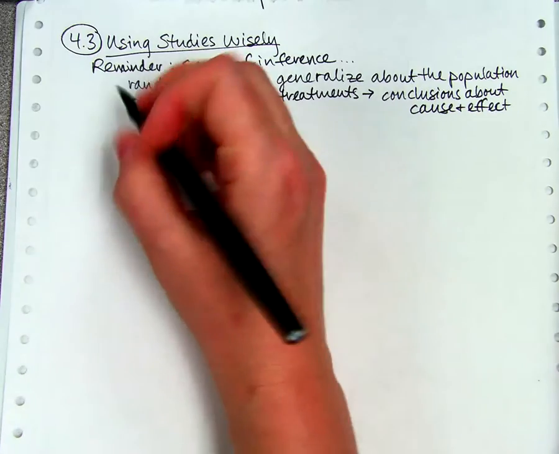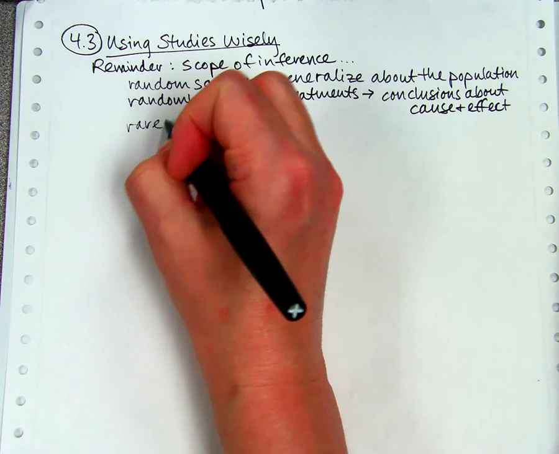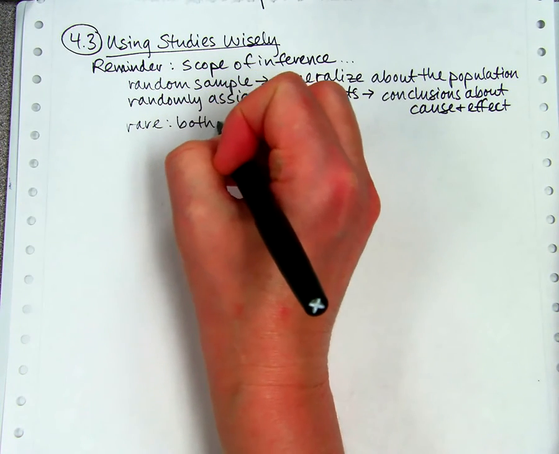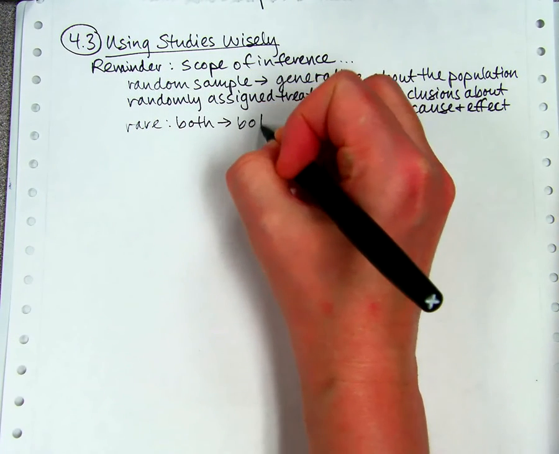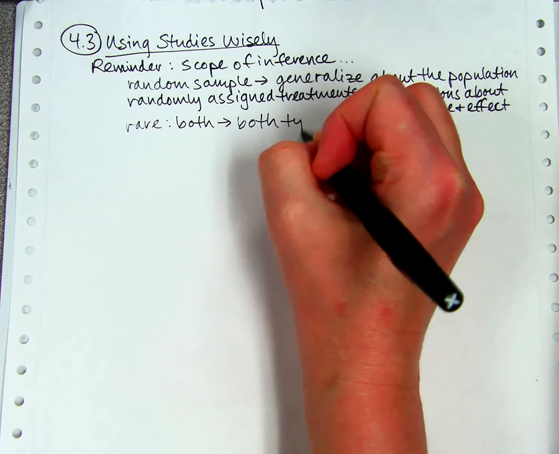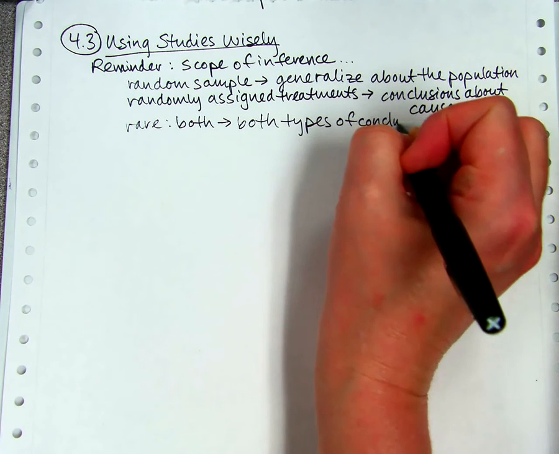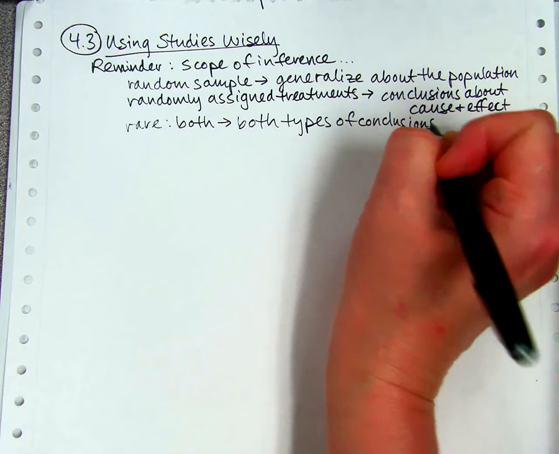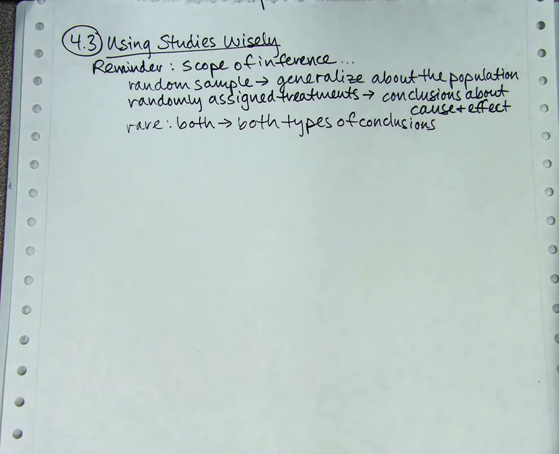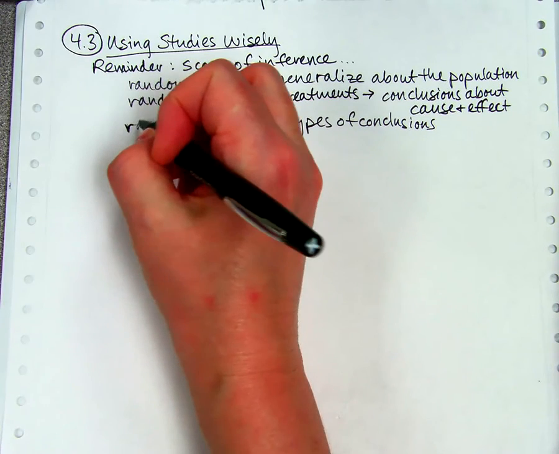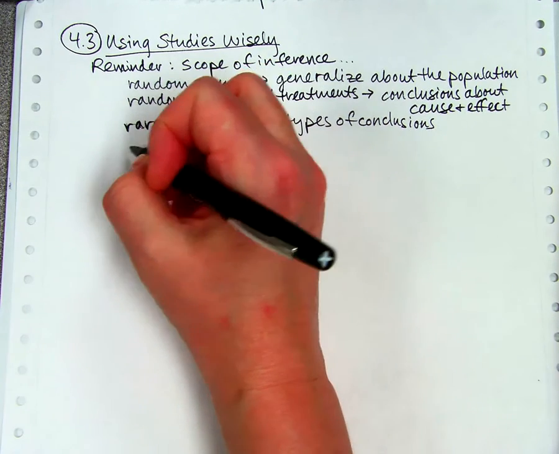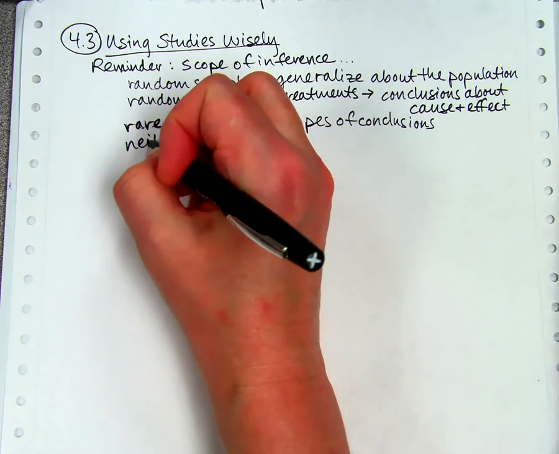Very rarely people will do both at the same time, and then you can make both types of conclusions. But that's not usually done in practice. Usually you choose which type of conclusion you want to make, and that's how you design your study. And then, of course, if you do neither, that's just plain wrong. You can't make any conclusions from that.